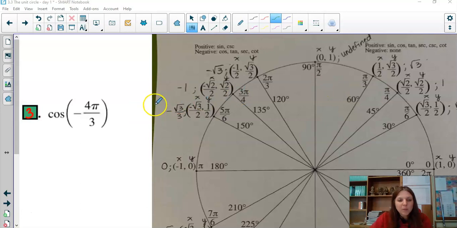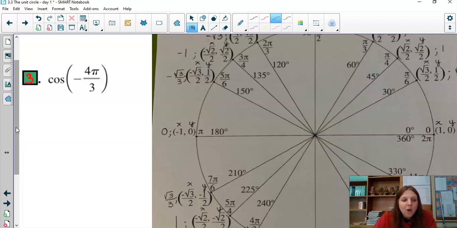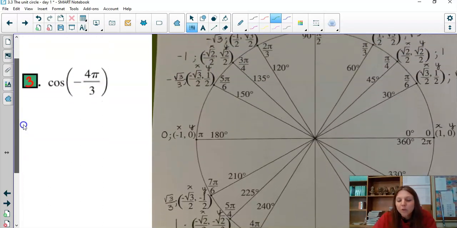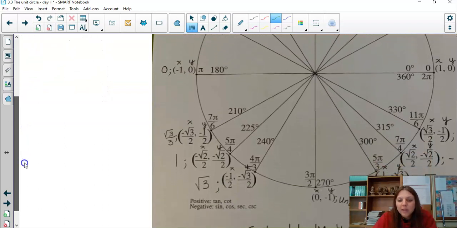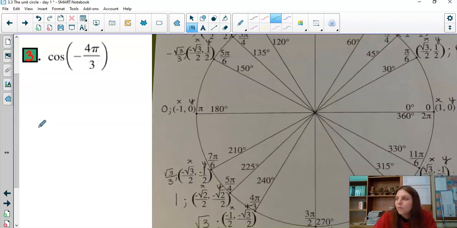This one's going to be a little bit trickier. You can find 4 pi over 3 on the circle, but this is negative. Negative 4 pi over 3 is not on the unit circle because it's negative. All of these angles are positive. If you go all the way around the circle, whether it's degrees or radians, you will see that all of these angles are positive. So before we find this trig value, we're going to have to find an angle that is coterminal.